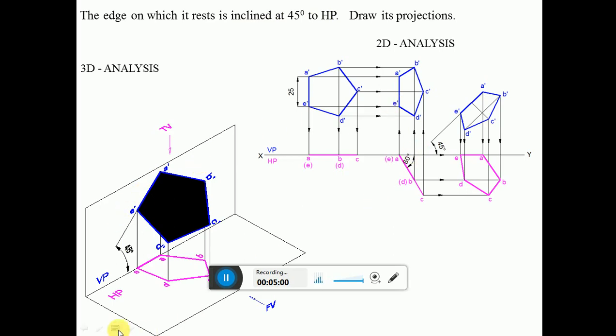How do I know that? The edge is parallel to VP, so I am getting the true length in VP. Since this line is already in true length and the inclination given is also true inclination, in the third position I will take any point from the XY line and draw a 45-degree line, and then measure the length from E dash to A dash. Consider any point on this 45-degree line and mark the point, and from there you cut an arc on this to get the point A dash.